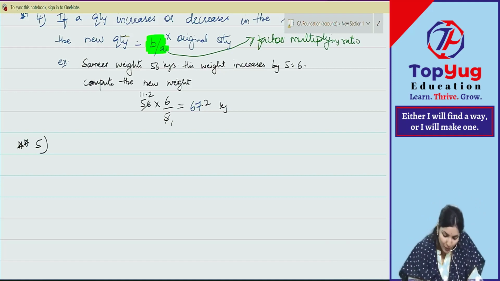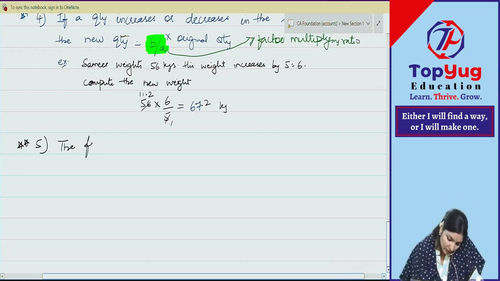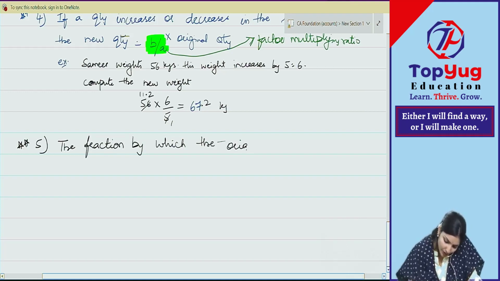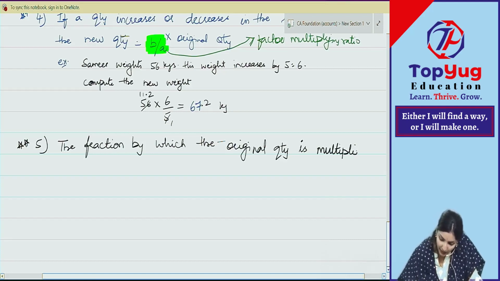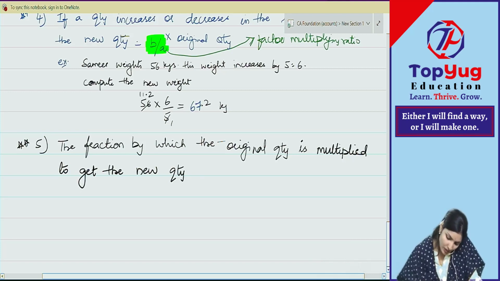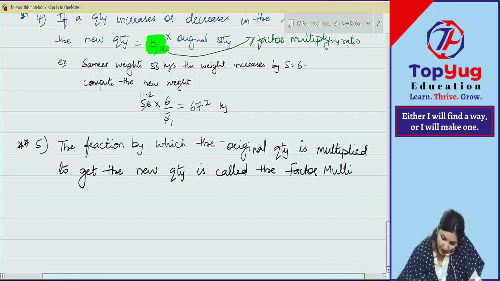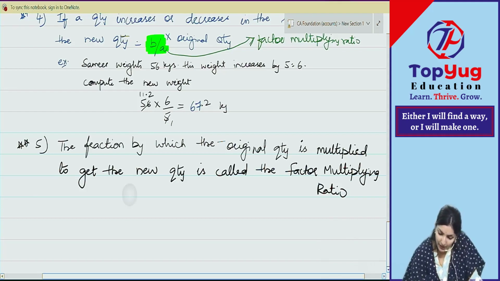Okay? So now write this fifth point. The fraction by which the original quantity is multiplied to get the new quantity is called the factor multiplying ratio.